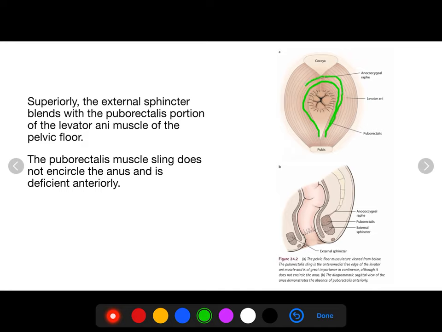At the same time, the puborectalis muscle does not encircle the anus, and it is deficient anteriorly. You can see that in the sagittal section. You can see that the puborectalis is deficient anteriorly. And the puborectalis muscle is very important in continence, for the continence of the patients.